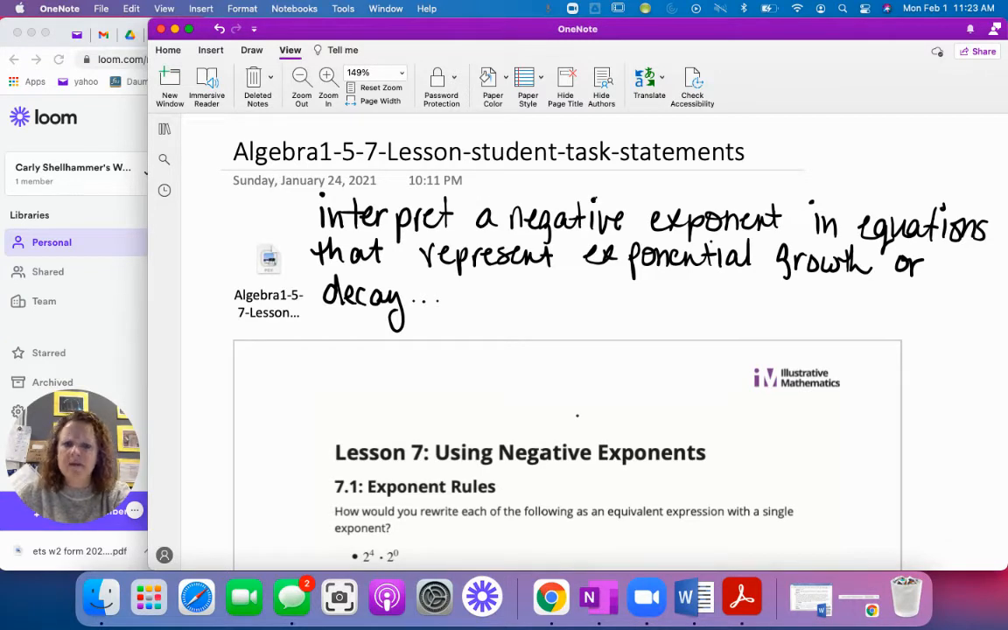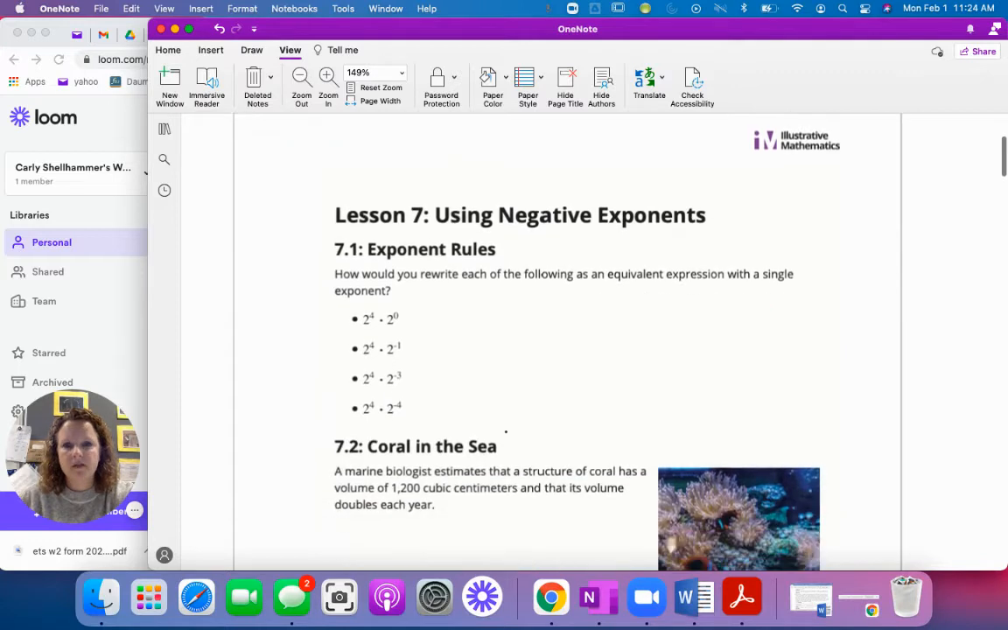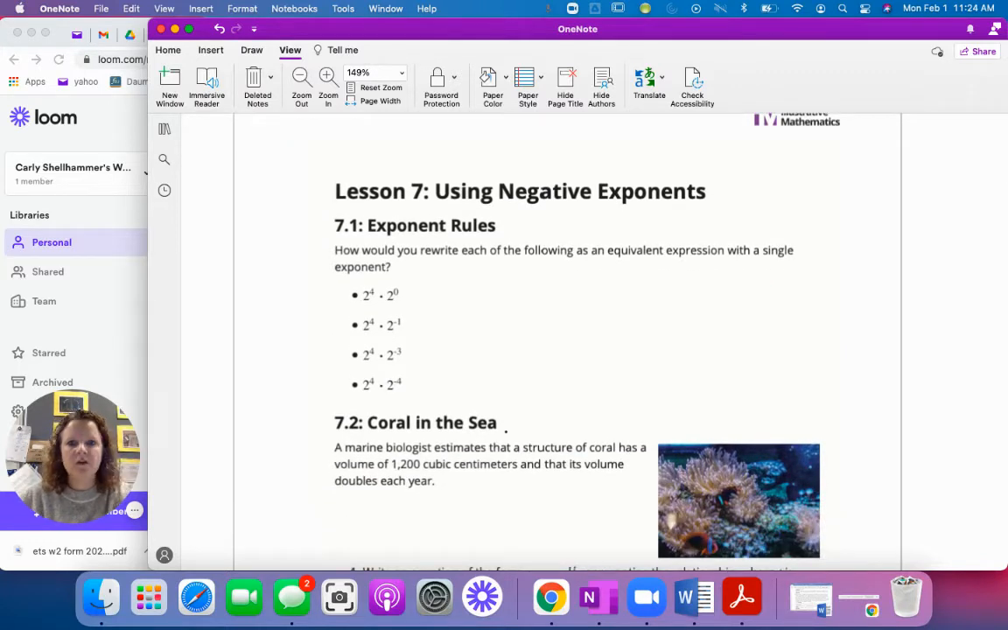Okay, the goal with Lesson 7 is learning to interpret a negative exponent in equations that represent exponential growth or decay. So we're dealing with some negative exponents. Let's get into our little warm-up. How would you rewrite each of the following as an equivalent expression with a single exponent?